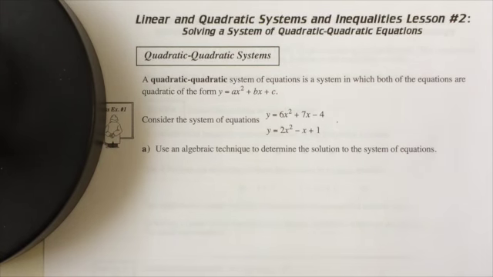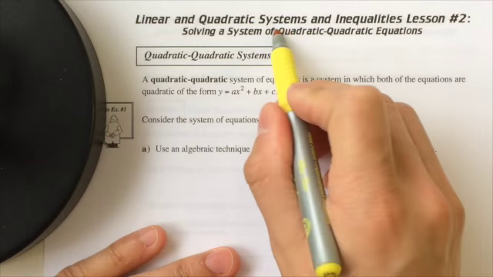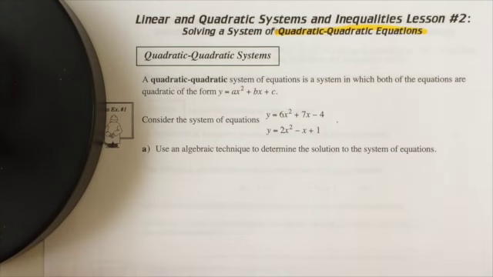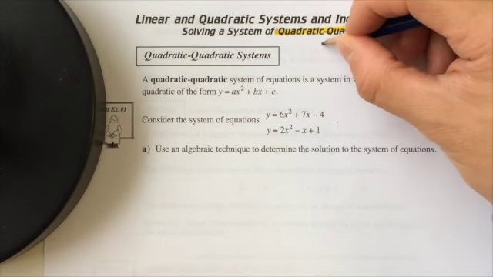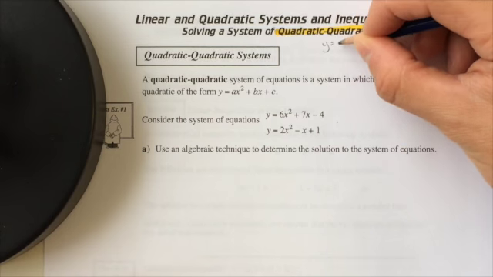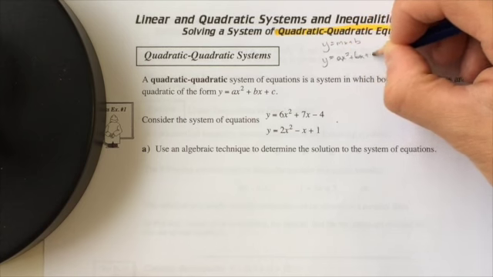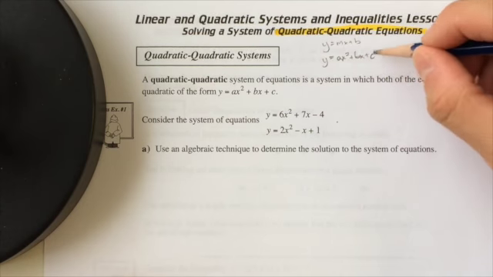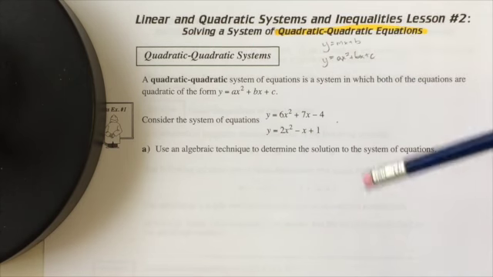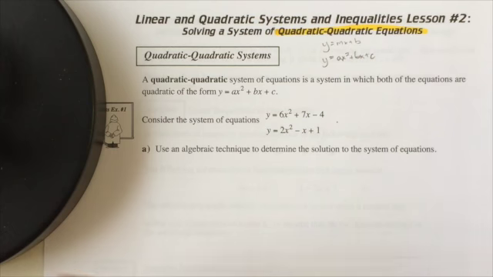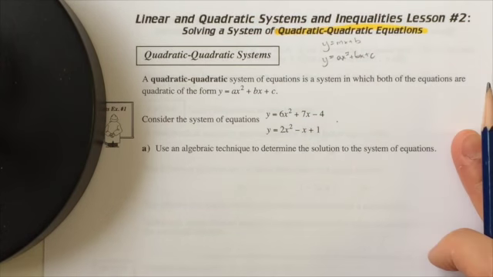Welcome to lesson number 2, solving a system of quadratic equations. Okay, so the last lesson we were looking at linear quadratic equations. So we were looking at two lines, where one would take the form y equals mx plus b, and the other would take the form y equals ax squared plus bx plus c. And then we were looking at two points of intersection, or one point, or no points of intersection, based on how many solutions each of those equations had.